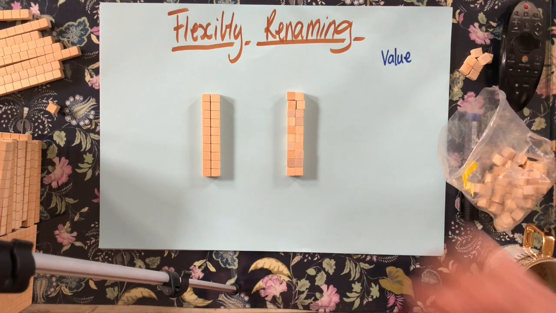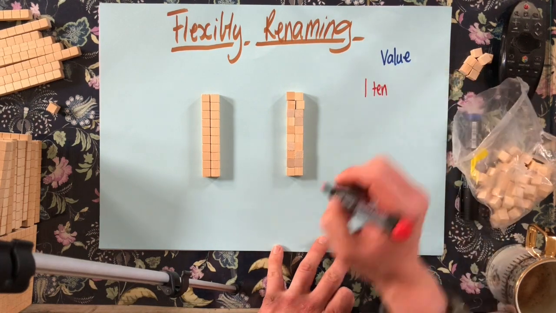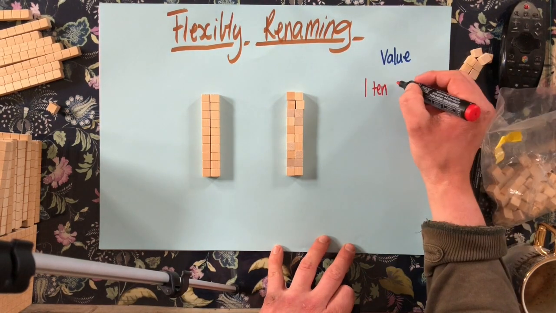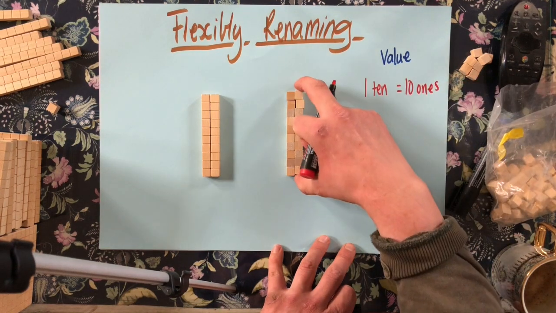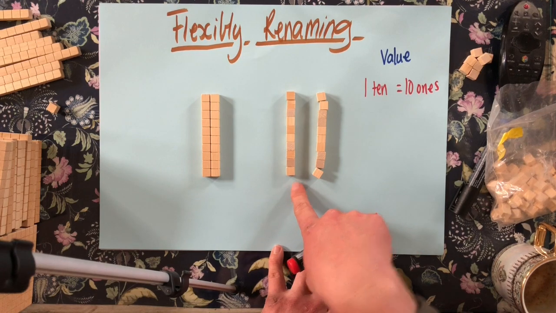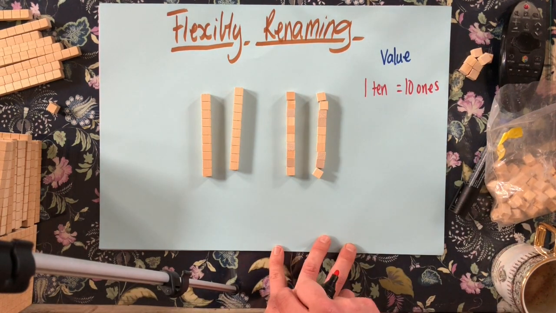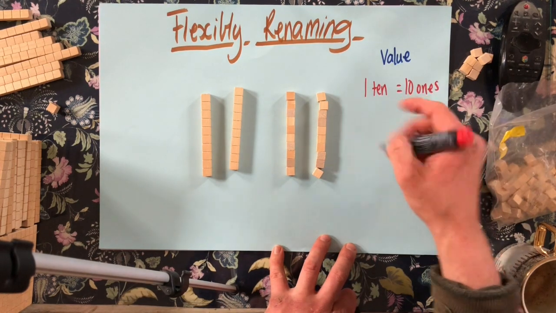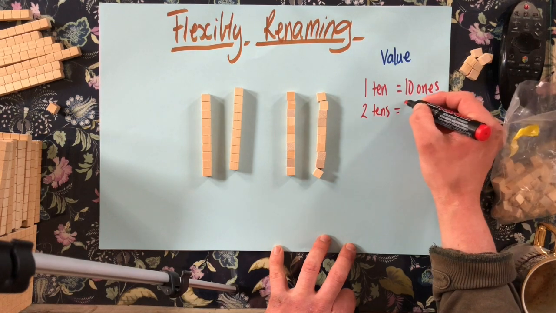So I'll write it on the side here. 1 ten, not 10, 1 ten equals 10 ones. There is a little difference, all right? It's the way they look. If I write the number 10, it means I'm talking about 10 ones. If I write 1 ten, I'm talking about 1 ten, all right, like a $10 note. So 1 ten equals 10 ones. 2 tens equals 20 ones.